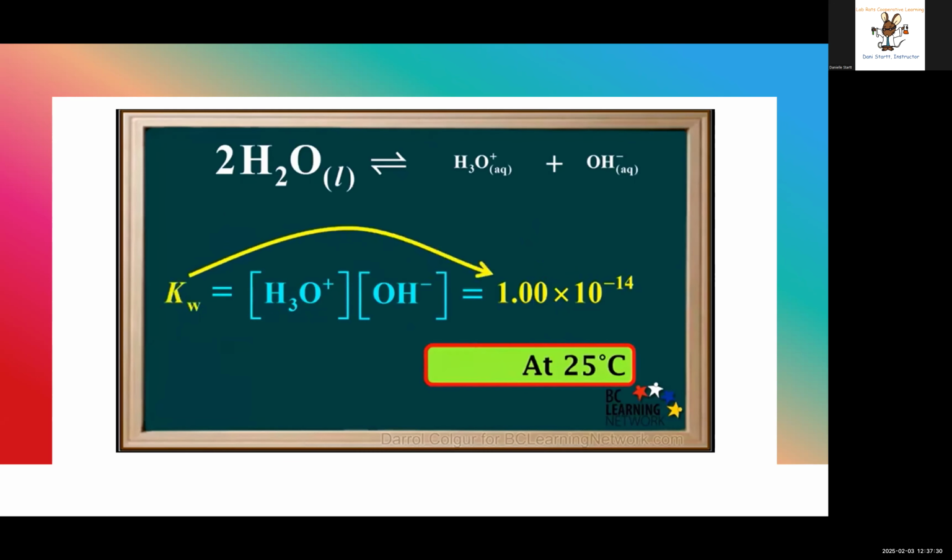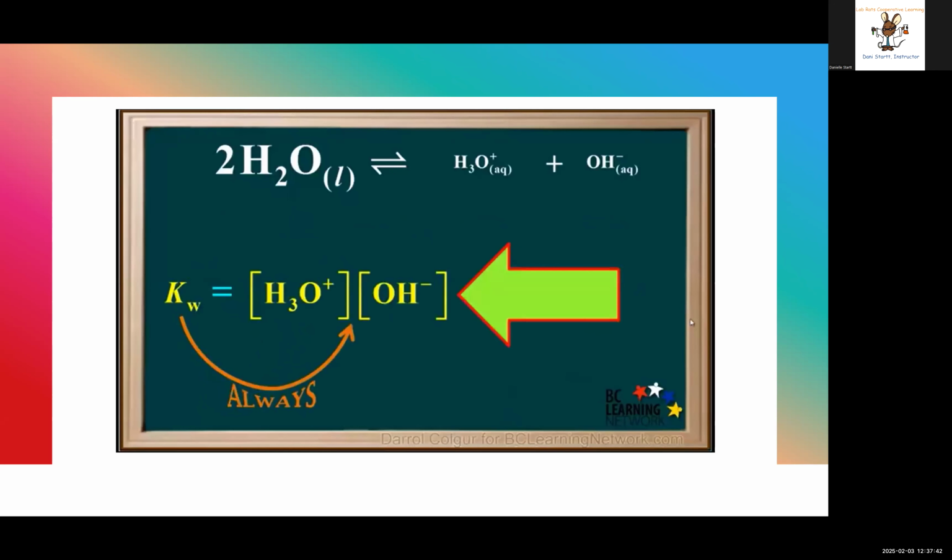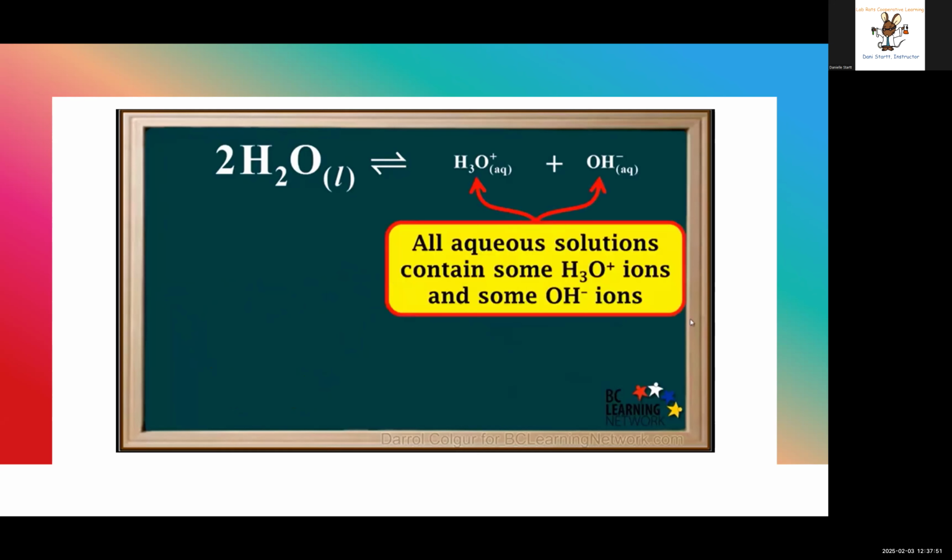It is very important to remember that the value of KW is 1 times 10 to the negative 14th only at 25 degrees Celsius and at no other temperature. But KW is always equal to the concentration of hydronium times the concentration of hydroxide at any temperature for which water is in the liquid state. Because all aqueous solutions contain water, and all water ionizes to form some hydronium and some hydroxide ions, we know that all aqueous solutions contain some hydronium and some hydroxide ions.